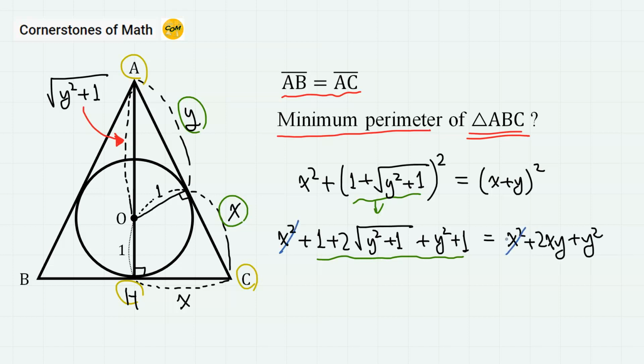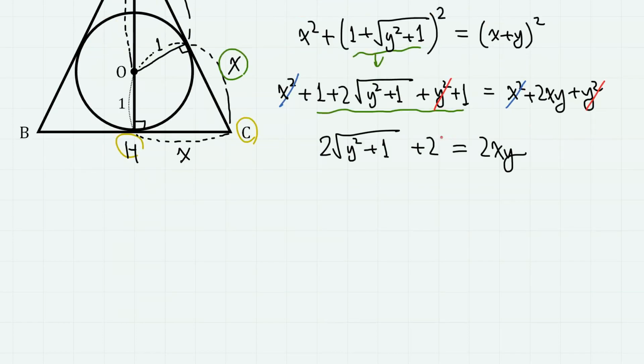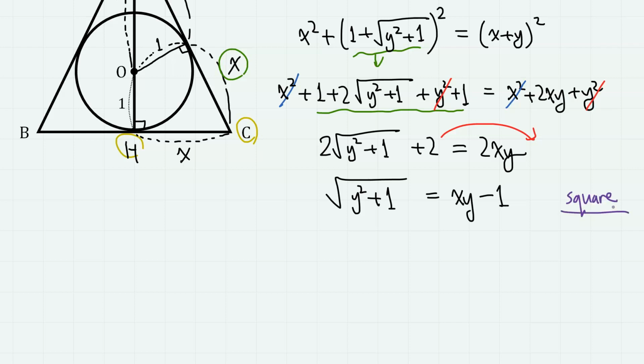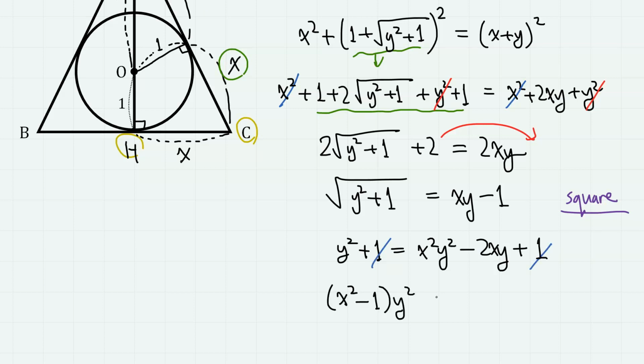So x squared and y squared cancel out. So we have 2 square root of y squared plus 1 plus 2 equals 2xy. And if we move this 2 to here and divide both sides by 2, we obtain square root of y squared plus 1 equals xy minus 1. If we square both sides, we have y squared plus 1 equals x squared y squared minus 2xy plus 1. So the 1 cancels out, and x squared minus 1 times y squared equals 2xy.